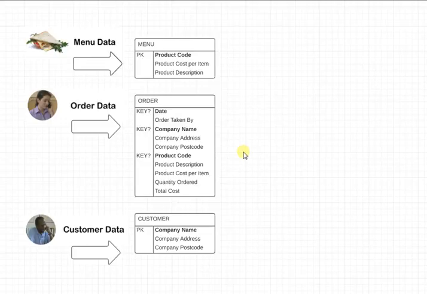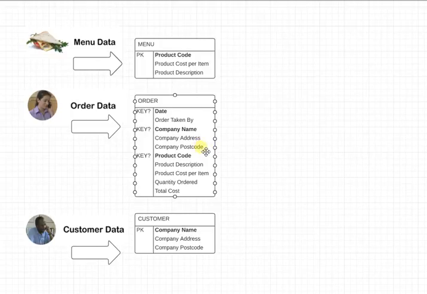Now, order is the difficult one. So here we've got lots of data. We've got a date, we've got order taken by. This is just straight from the order form. We've got company name, company address, company postcode, product code, product description, product cost per item, quantity ordered, and total cost.